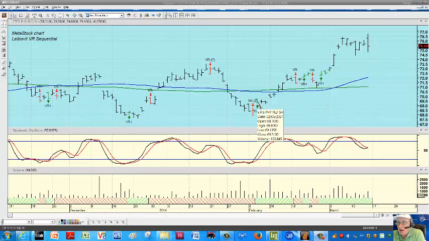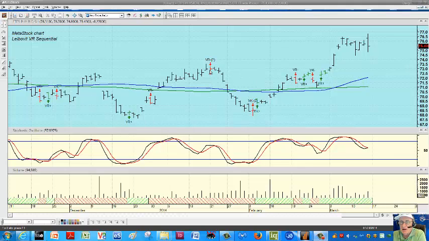We had a positive VR back on February 5th, caught a nice little up move. This negative VR, I would not have taken this trade. We've talked about this before. We're coming out of an oversold condition on a stochastic. This negative VR, though, I might have taken the trade because we were turning down on it, but we would have been stopped out relatively quickly.